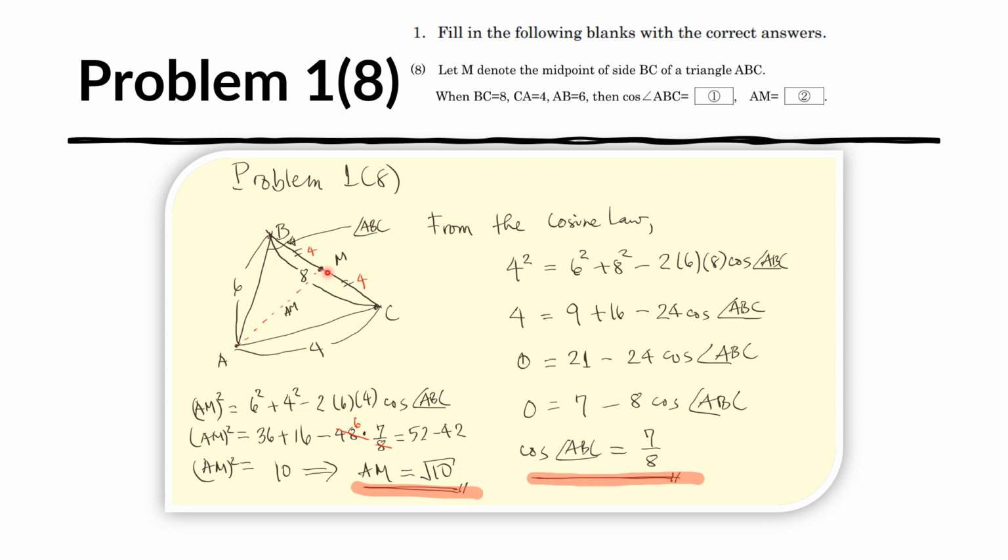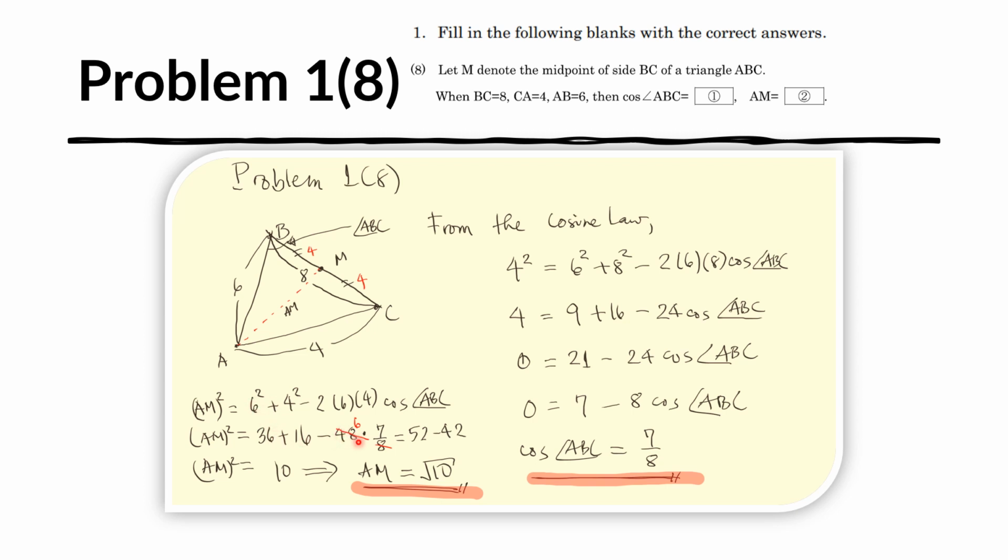Again, we can apply the cosine law for this smaller triangle. Now, for this smaller triangle, we see that the angle we know is this, and so this will be our other side, on the other side of the equation. So AM squared equals the square of this side, which is this, the square of this side, which is this, minus 2 times this side times this side times the cosine of this angle. However, we already know the cosine of this angle, which is 7/8. So we replace that with this, and this we replace with 48, this with 16, this with 36.